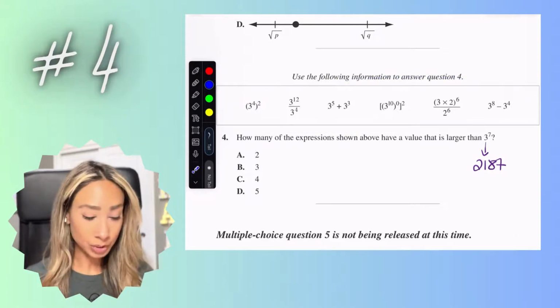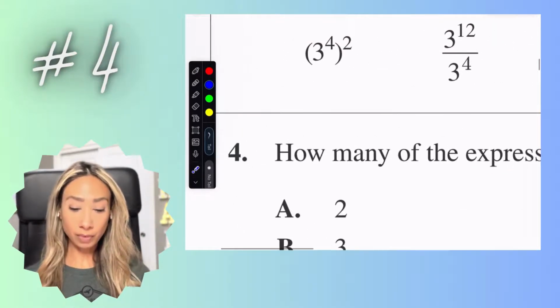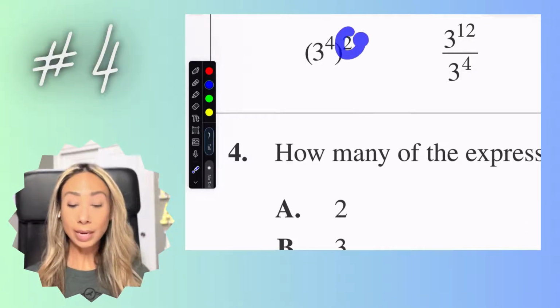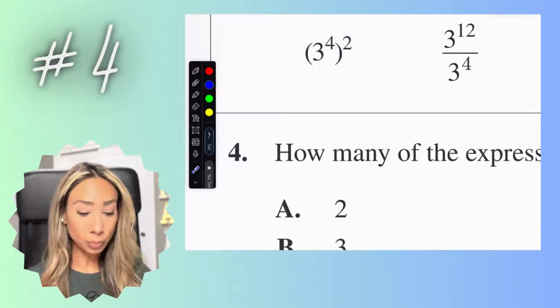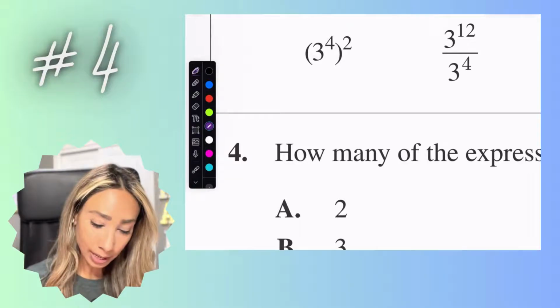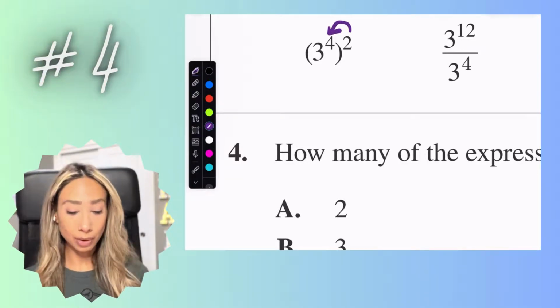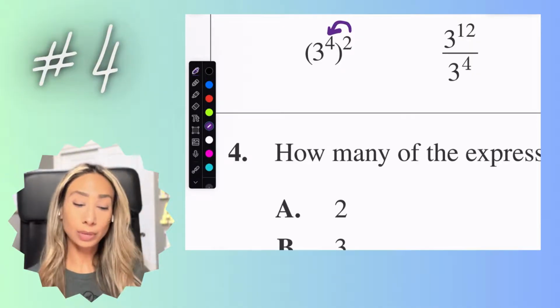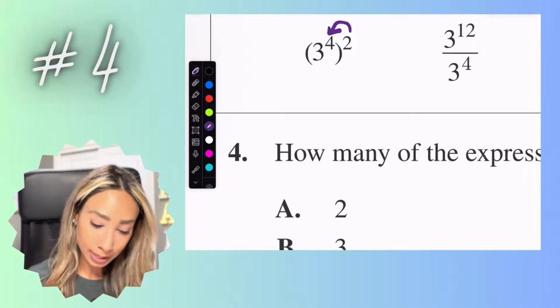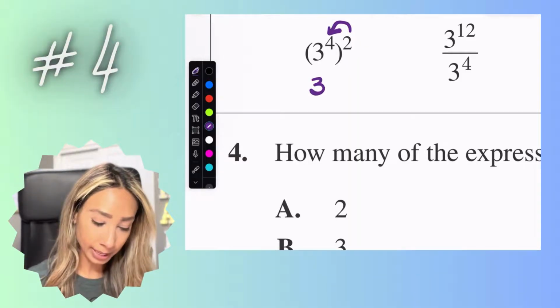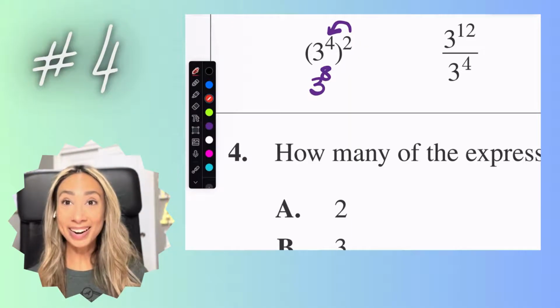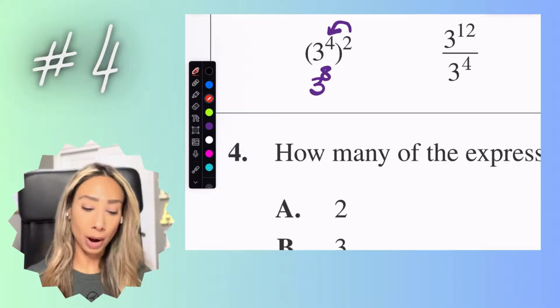So let's look at the first one. The first one, we've got a power outside of another power. For this rule, we're going to put that in by multiplying the two numbers, right? So we have an exponent outside the bracket. Anytime you do that, you're going to multiply the numbers. So that's going to give us 3 to the power of 8. Now, of course, 3 to the power of 8 is larger than 3 to the power of 7, so that one would work.